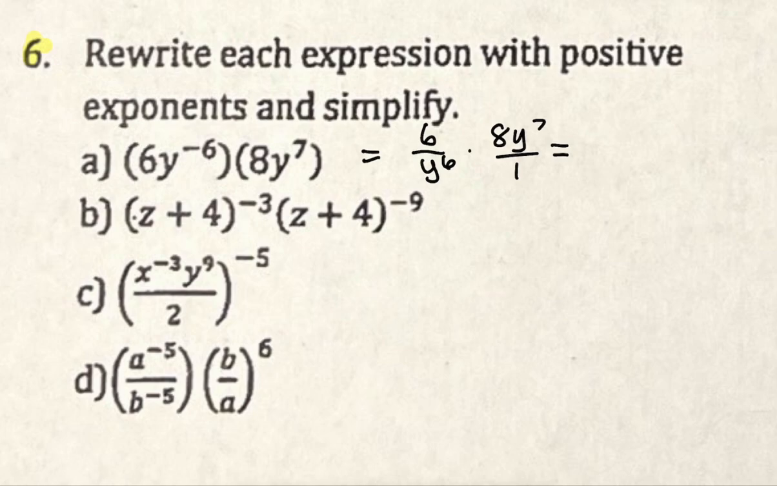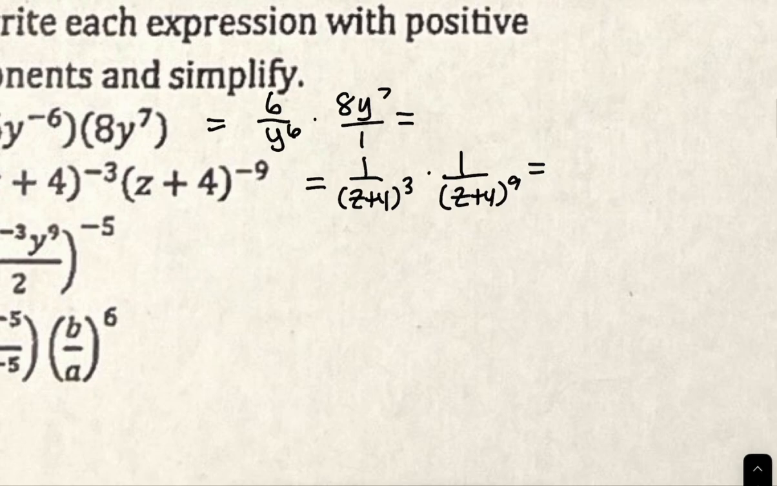Okay. Let's talk about B. Both quantities have a negative exponent. So this is 1 over z plus 4 to the 3rd, and 1 over z plus 4 to the 9th. And then to write it as a positive exponent, the rule is if you're multiplying, add the exponents. Same level, you're multiplying. So the 1's multiply, and the z plus 4's multiply by actually adding those exponents together.